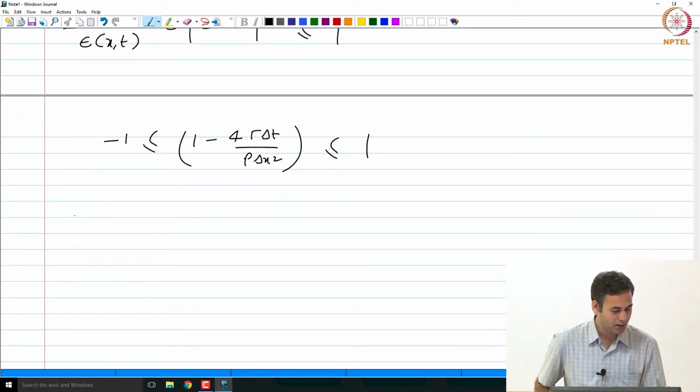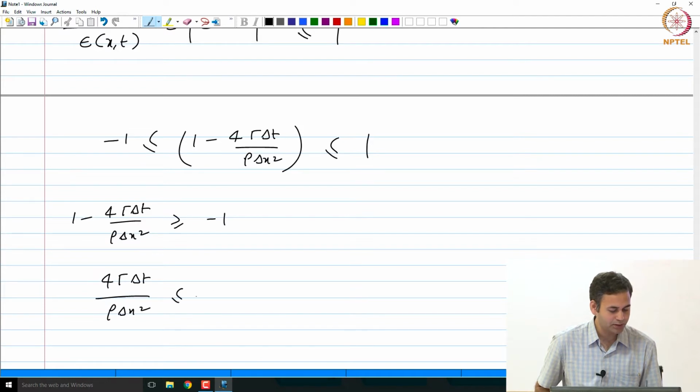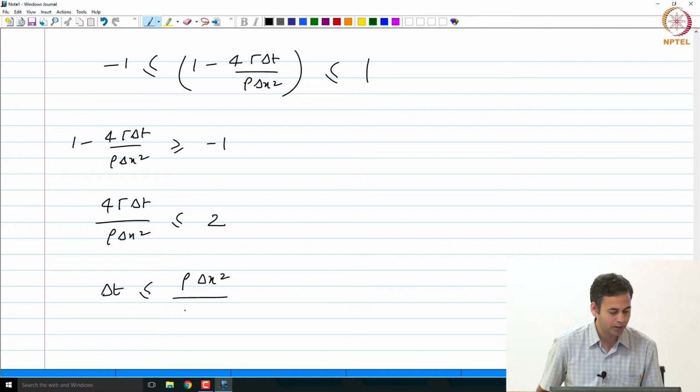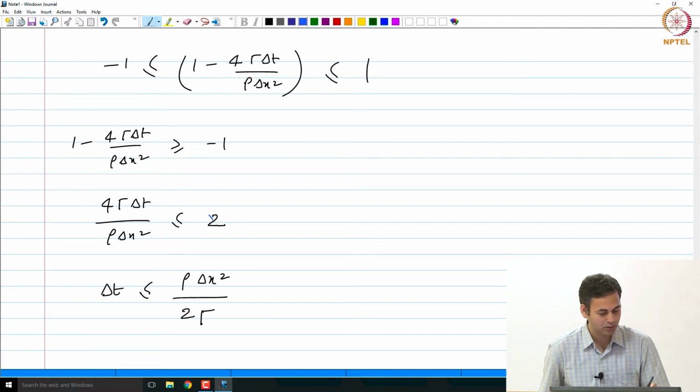So, this is 1 minus 4 gamma delta t by rho delta x square is greater than or equal to minus 1. This would give us what? 4 gamma delta t by rho delta x square is less than or equal to 2, right. That is what it gives. So, this will be how much? Delta t should be less than or equal to rho delta x square by 2 gamma, right. 2 gets cancelled.